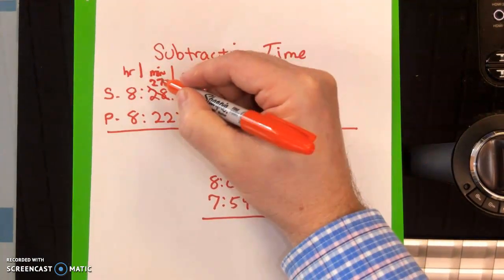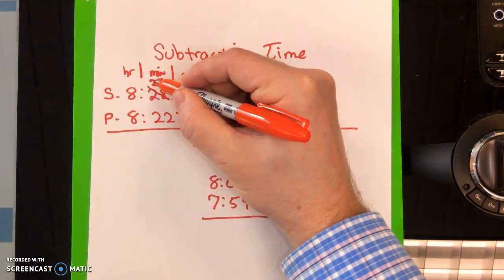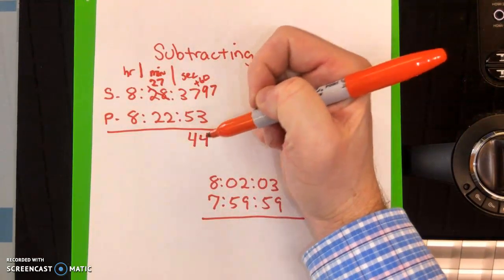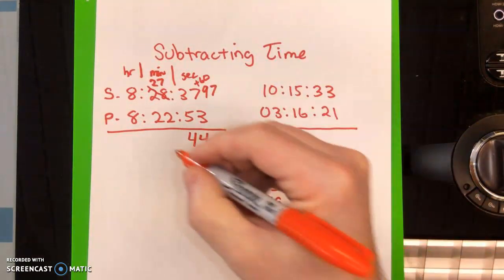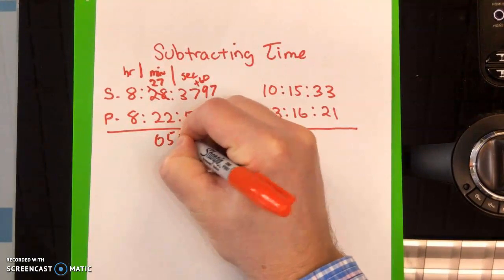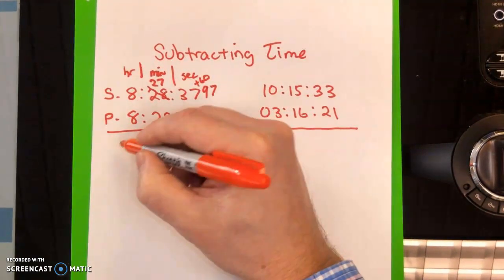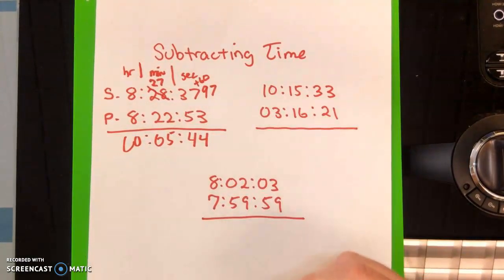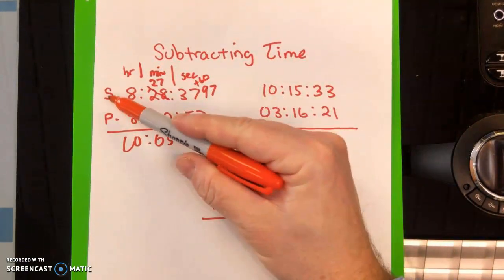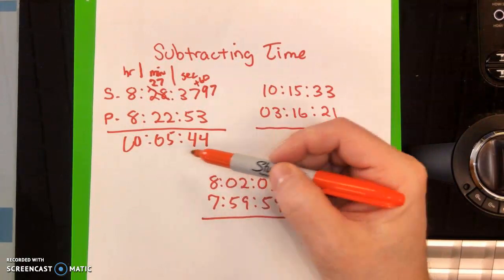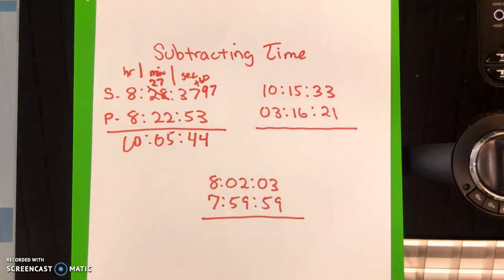All right, and then we take a look at our minutes section. We have 27 minus 22, which is something that we can do, and that time difference is 5. And then last we look at our hours, and that's going to be 0. Okay, so the time difference between our S and our P wave is going to be 5 minutes and 44 seconds. All right, so let's take a look at a different one.